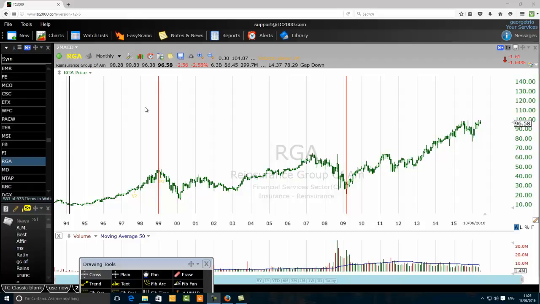Is that a corrective Elliott wave? We are on a monthly chart of Reinsurance Group of America. The epic is RGA. This is a Russell 1000 component. And we want to answer a specific question: is that a corrective Elliott wave?